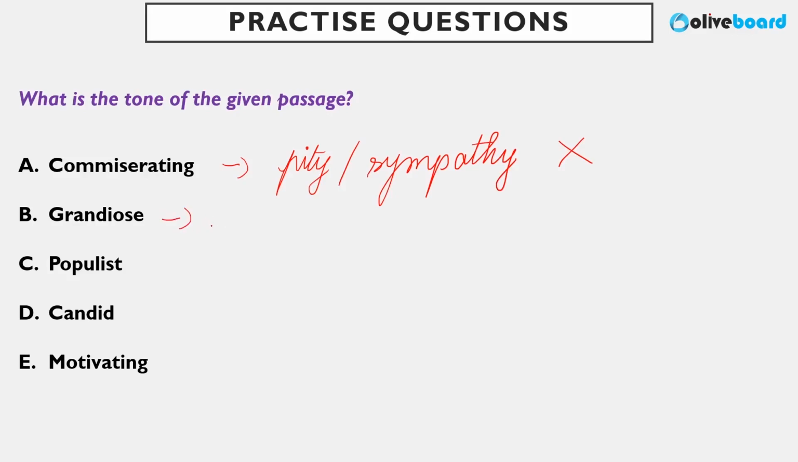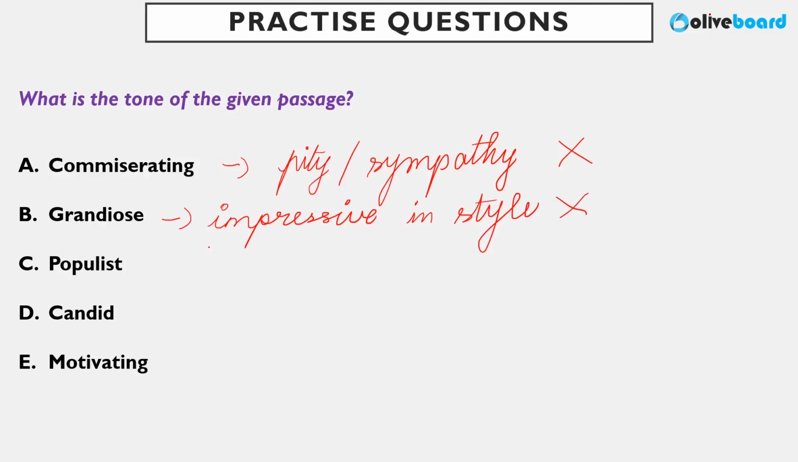Grandiose, we just now read, means very impressive in style. When the language is very impressive in style, which was not the case here. It was easy to understand language. It was not very elaborate, so grandiose will also be wrong.